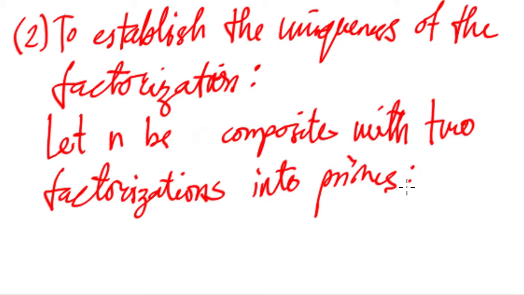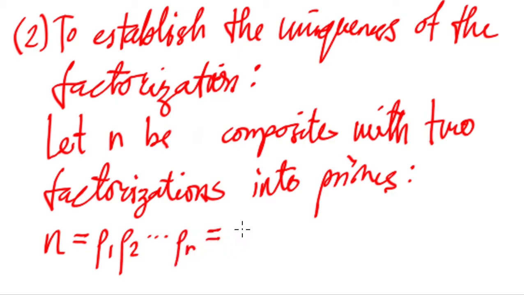So how do we state this in an informal way? We say that n is equal to p sub 1, p sub 2, until p sub r for some r, and it's also equal to q sub 1, q sub 2, up until q sub s. So what do we want to do?